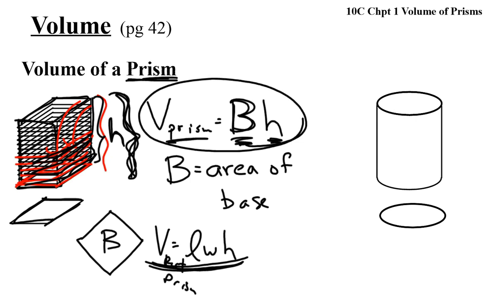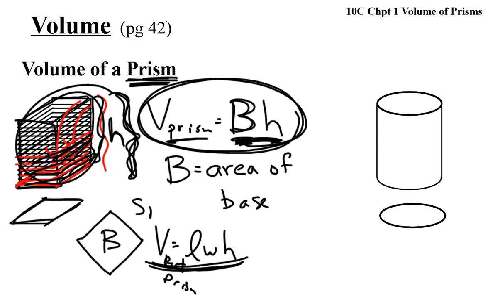This is what I call the general formula. Anytime you're dealing with a prism, think big BH. Then you can go to what I refer to as the specific formula, depending upon what kind of base it is. This was a rectangle base, so our big B became an LW, rectangle, times the height of the object.